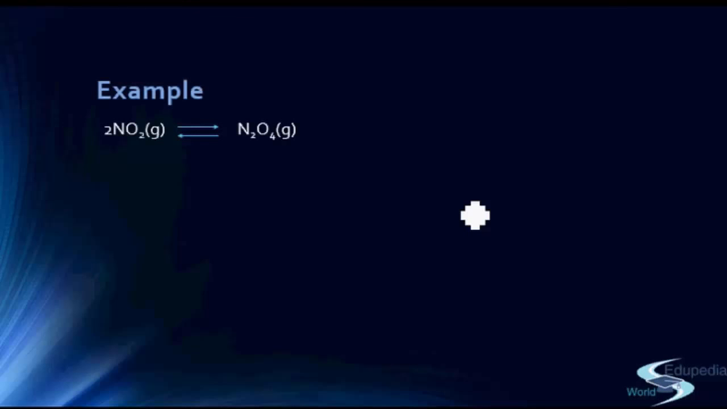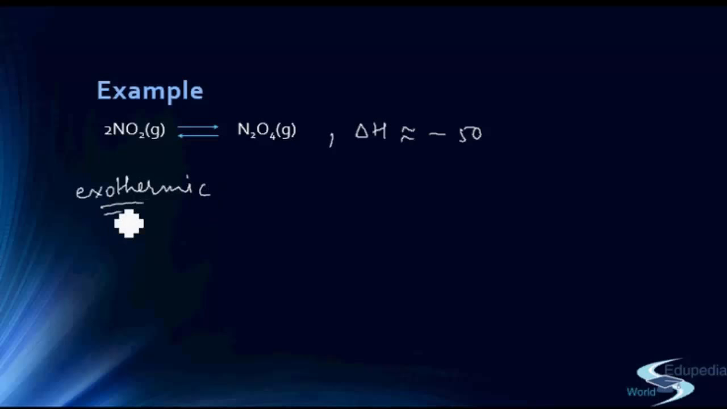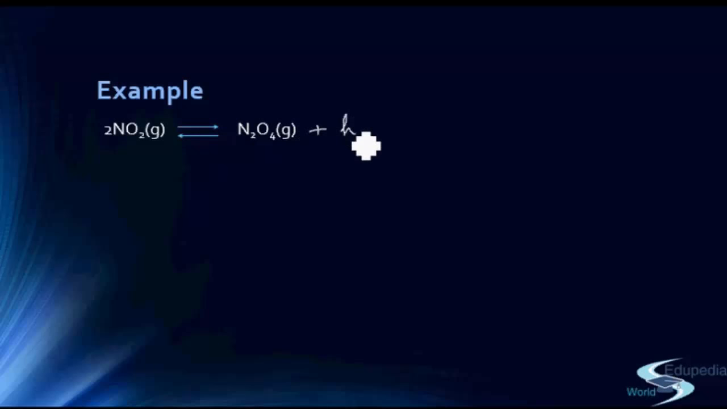So let's take an actual example. For this reaction, we have a reactant NO2 forming N2O4 reversibly. This reaction has a delta H value of around -50 kilojoules. This means this reaction is exothermic in nature. That is, I can also write this reaction as reactants forming products plus releasing some heat. It is an example of an exothermic process.